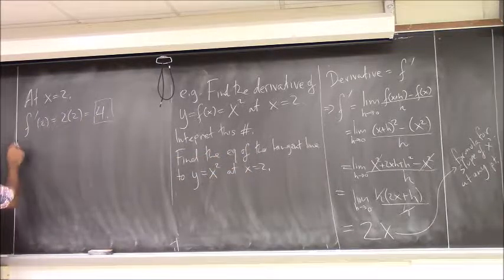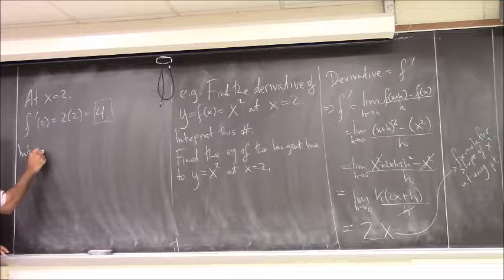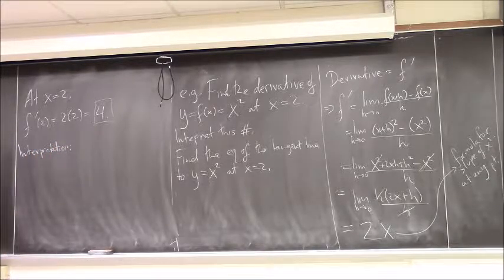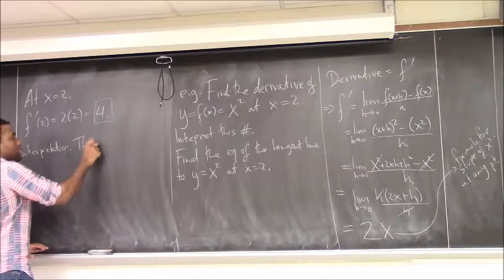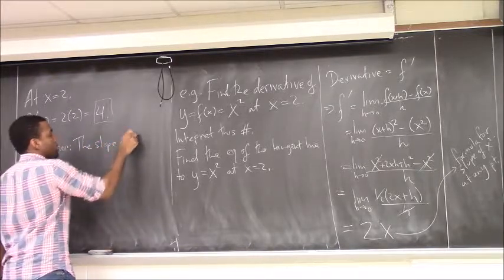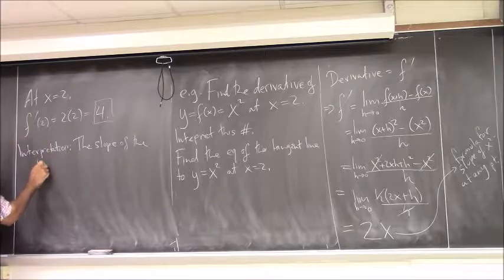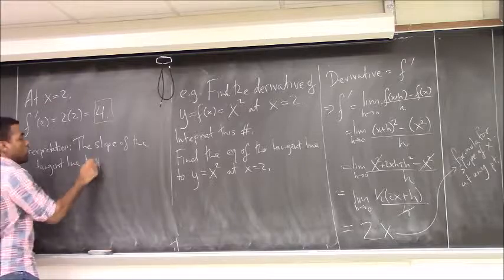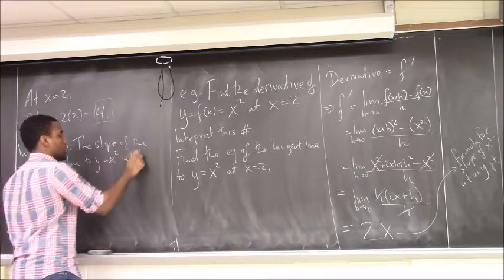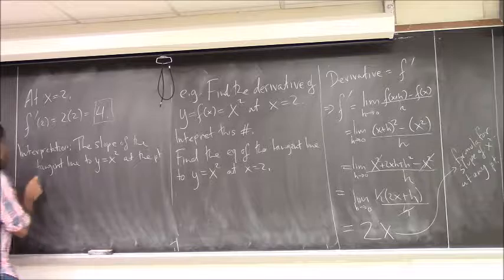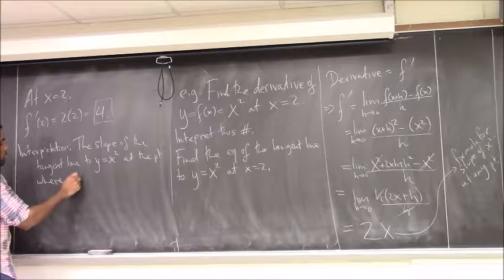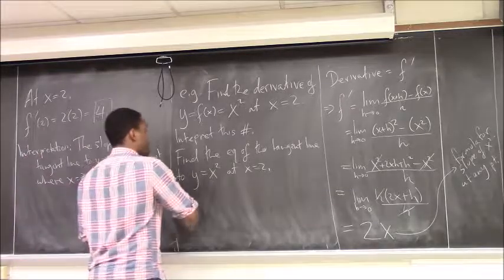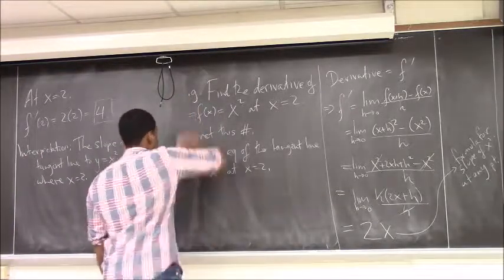Now, how can you interpret that number? This is the slope of the tangent line to y equals x squared at the point where x equals 2. That's how you can interpret it. We're going to find the equation of this line pretty soon.